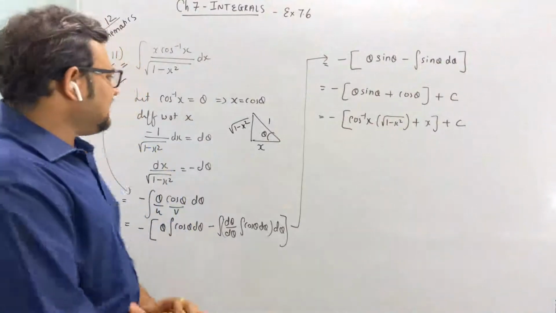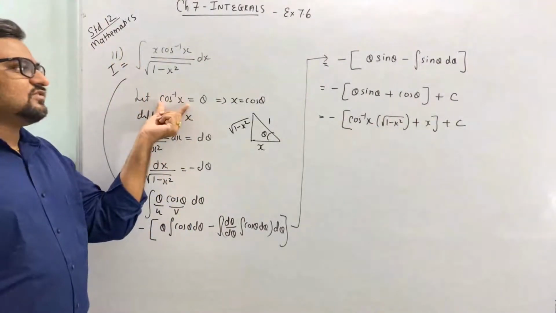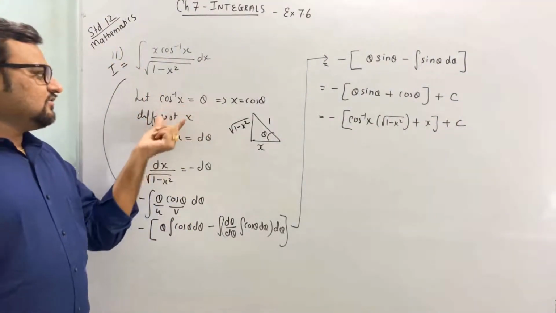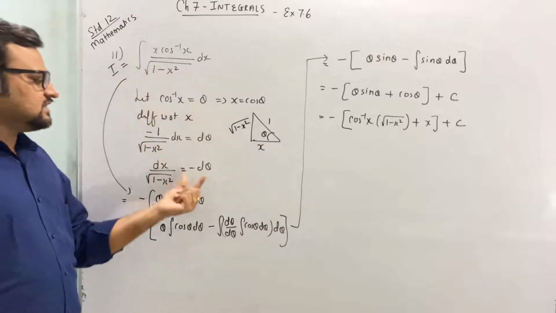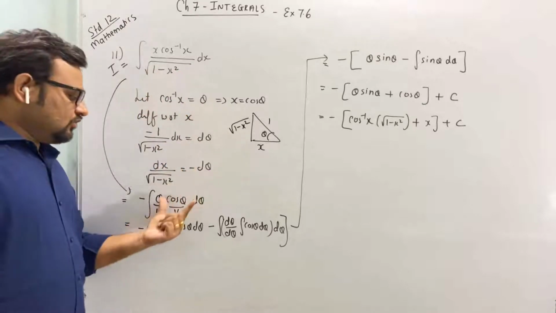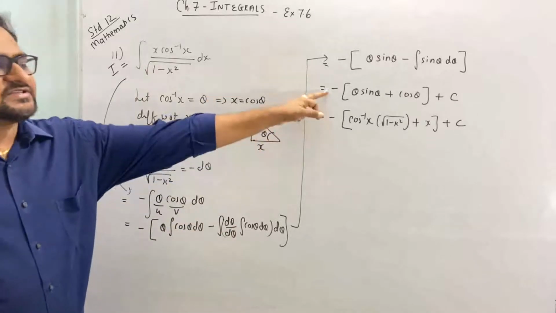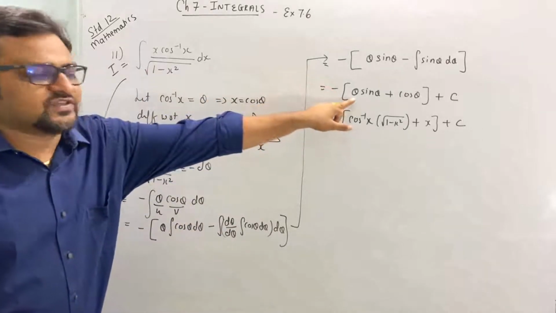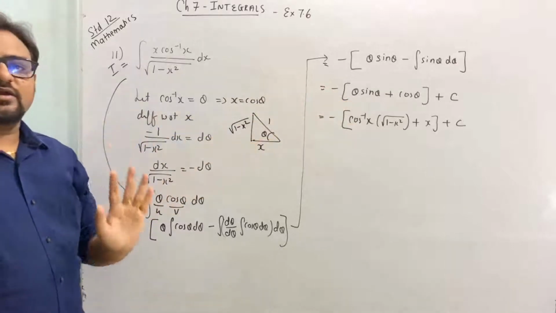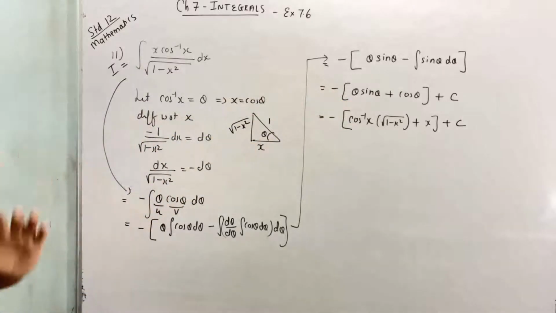Clear? So I'm repeating what we had done. We had assumed cos inverse x equal to theta, and differentiating with respect to x we got this as minus d theta. Replacing it in uv, and this is the answer. And finally we have replaced the value of theta and sin theta in that. Okay, so just go through this question.